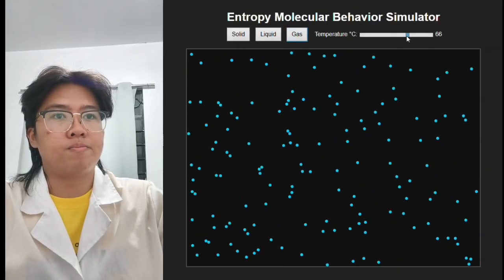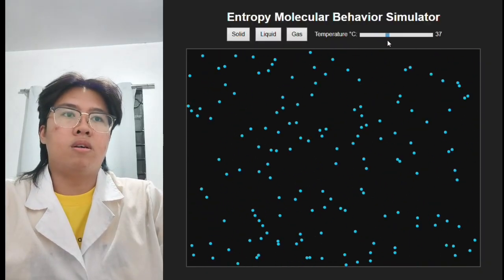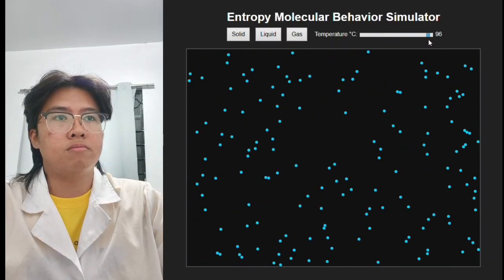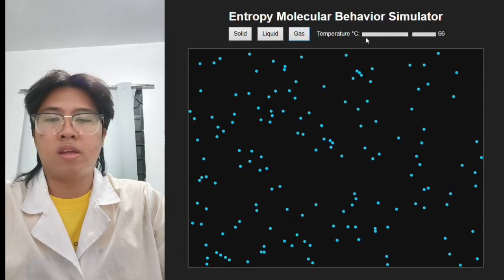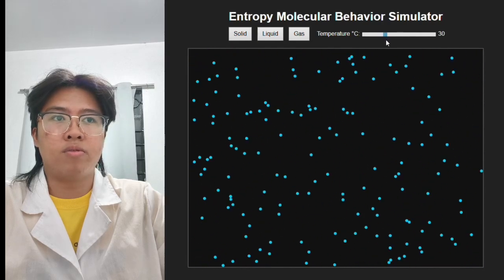Now gas. As you can see, in the gaseous state, atoms are further apart from one another, and as we increase the temperature, you can spectate once again the entropy increases and the movement of atoms starts to speed up.